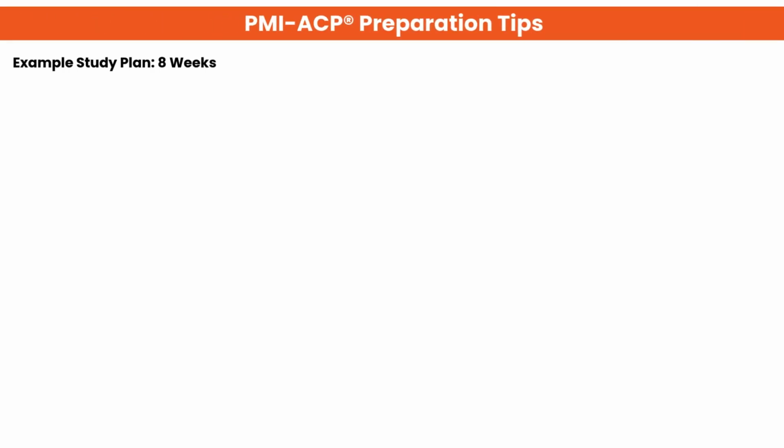8-week study plan. This is an example of a structured study plan to help you prepare for the PMIACP exam in 8 weeks. Week 1. Focus on Agile mindset and principles, using Head-First Agile to establish a strong foundation. Week 2. Dive into Scrum and Kanban with Essential Scrum to understand key frameworks.